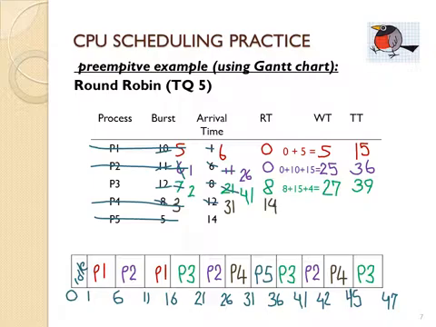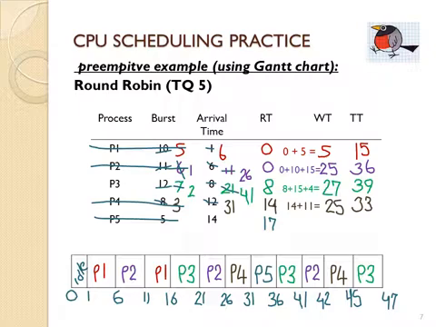P4 arrived at time 12, first got on the CPU at time 26, so its response time is 14. And its turnaround time is 33. It was active in the system for 33 time units, and it spent 25 of those 33 time units waiting.